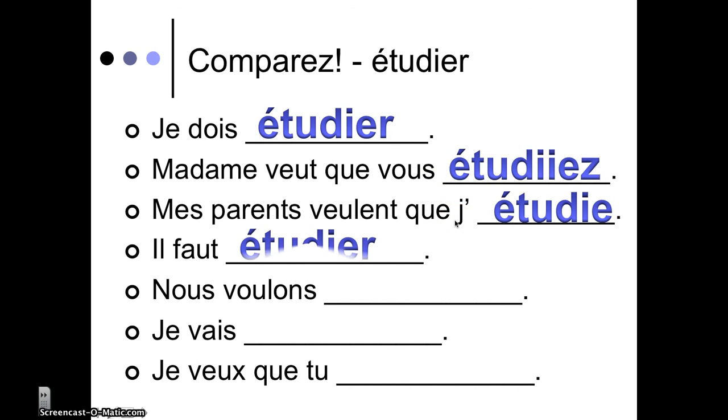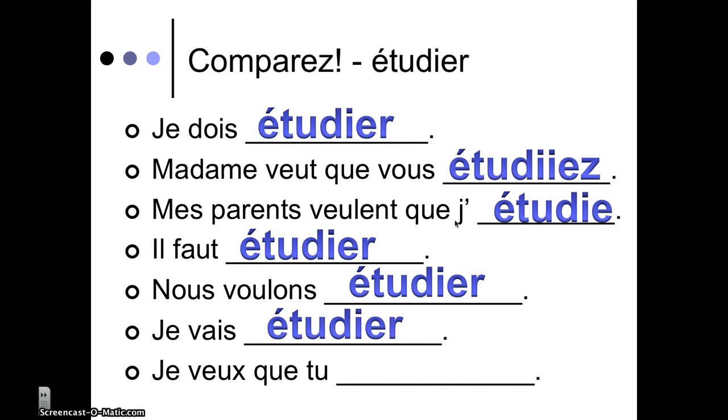Il faut étudier. Infinitive. Nous voulons étudier. We want to study. All right. There's no new subject. There's no que. Je vais étudier. I'm going to study. Je veux que tu étudies. We have the que and a new subject. So we conjugate étudie.